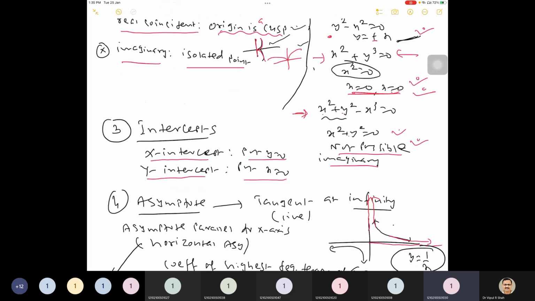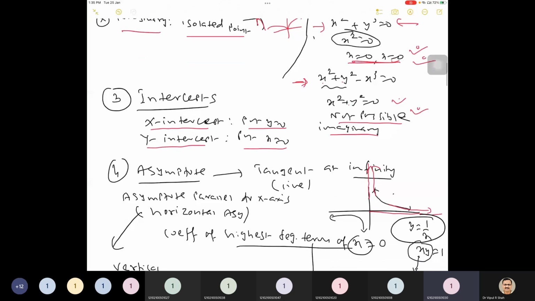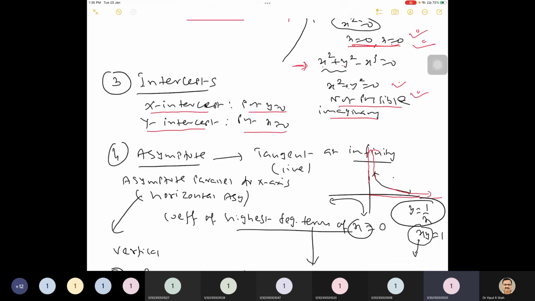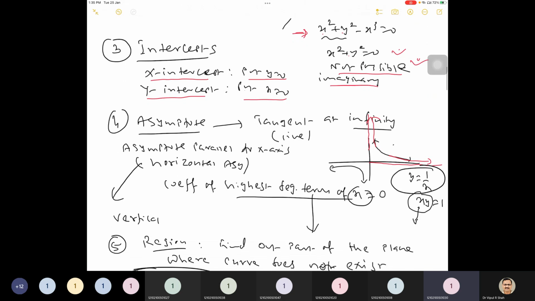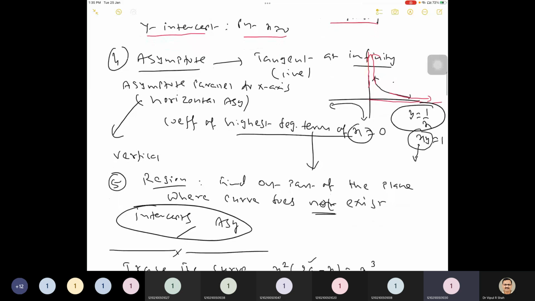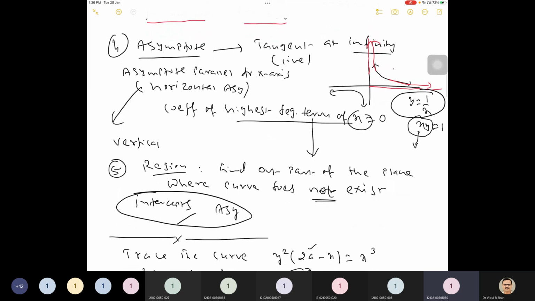The next part we discussed was intercepts. We need to find where the curve intersects the x-axis. You just have to put y equal to 0, and you will get the point where the curve passes through the x-axis. In the same way for the y-axis, by putting x equal to 0. That is called the y-intercept. Up to now, this we have seen. The next two parts we have to see, and then we are in a position to solve the examples.